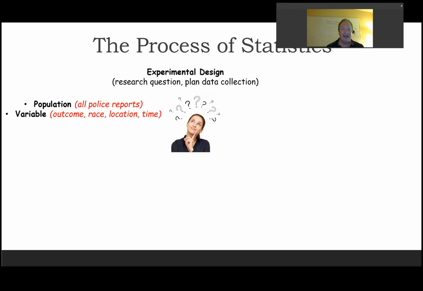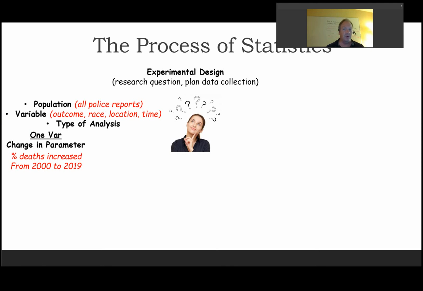We then want to get an idea as to what we're going to do with this data. And how we do our analysis is going to depend a little bit on how many variables we have. This is one way of roughly thinking about how we'll proceed. If we have a single variable, generally what we're looking for is some sort of change in the population parameter of that one variable. As an example, if our variable was whether or not a police encounter ended in death, the parameter would be the percentage of deaths, say in a particular year. And we might want to see if that parameter, percentage of deaths, had increased from some known value in 2000 to 2019.